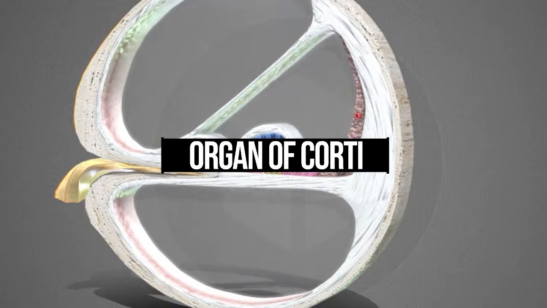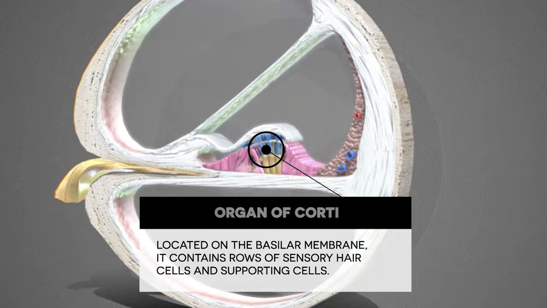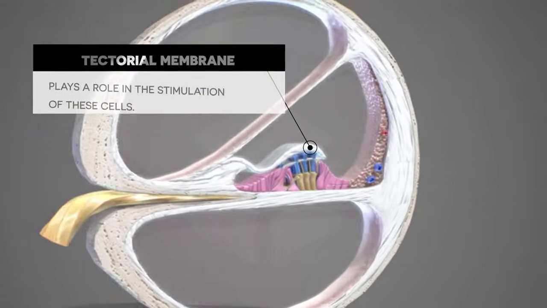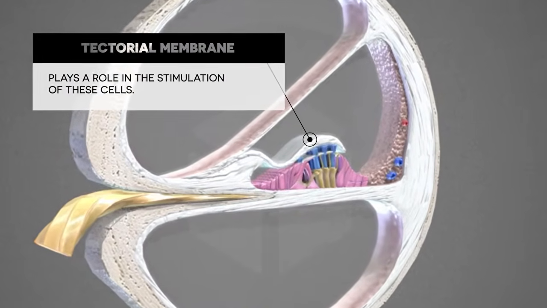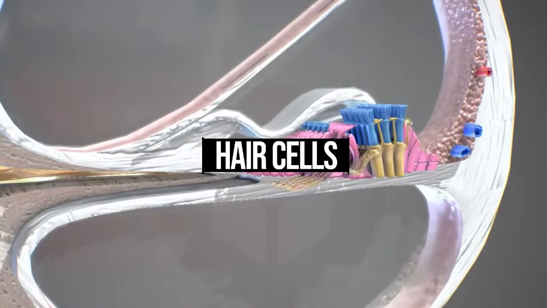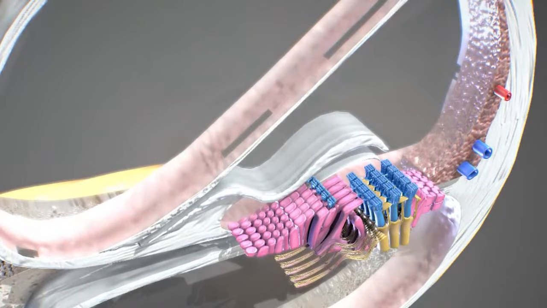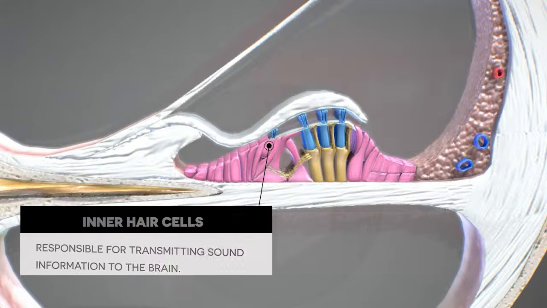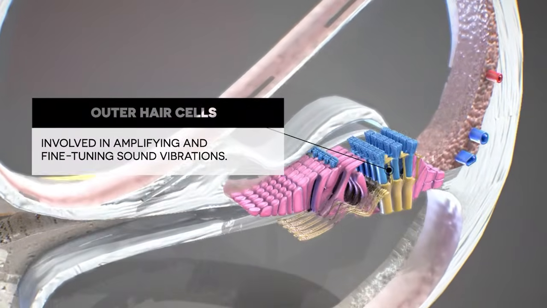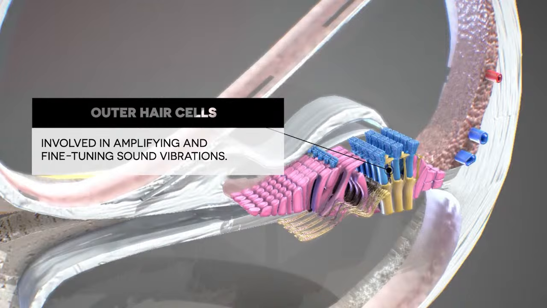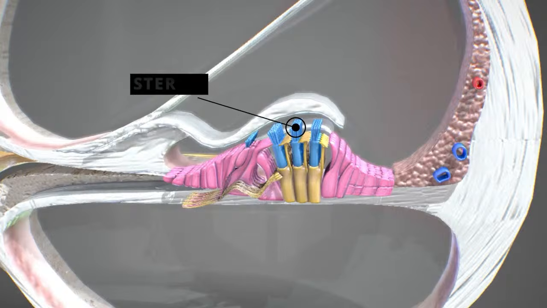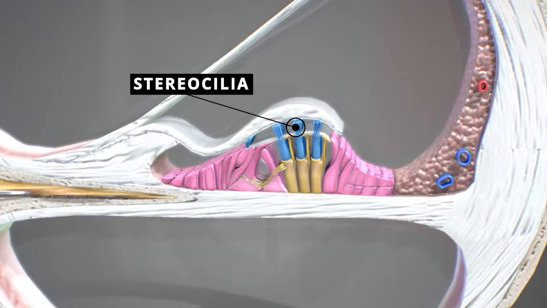Organ of Corti. Located on the basilar membrane, it contains rows of sensory hair cells and supporting cells. Above the hair cells is the tectorial membrane, which plays a role in the stimulation of these cells. Hair cells. There are two types of hair cells: inner hair cells, responsible for transmitting sound information to the brain, and outer hair cells, involved in amplifying and fine-tuning sound vibrations. The hair cells have tiny projections called stereocilia that protrude into the endolymph.